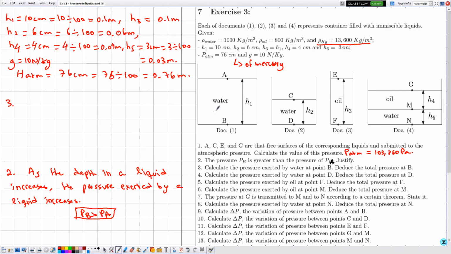So the pressure due to this liquid, which is water, let's denote this pressure by PW, W stands for water, is given by the density of the liquid, which is rho water, multiplied by G, multiplied by the depth at which the point B is located, which is H1. Now, the density of water is 1000, the value of G is 10, the value of H1 is 0.1. Plugging this on the calculator, the pressure exerted by water on the point B is 1000. Since everything is expressed in the SI, the unit of P will be Newton per meter square, which is Pascal. So the pressure due to water at the point B is 1000 Pascal.